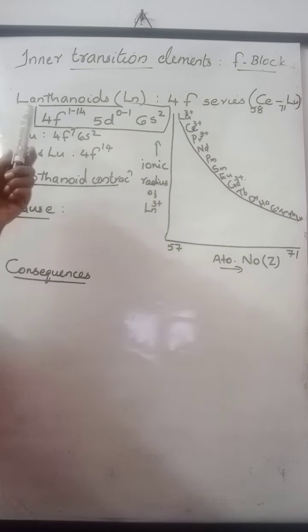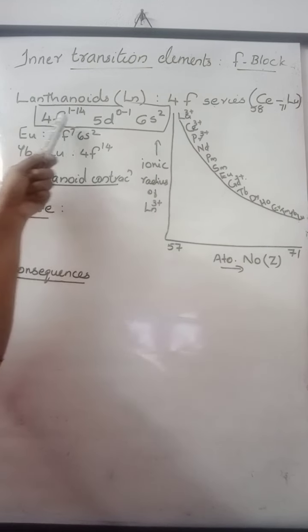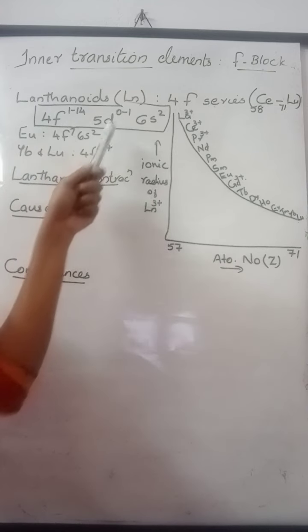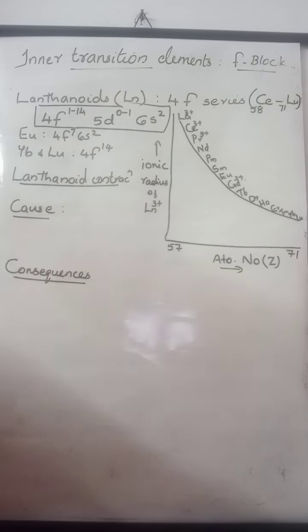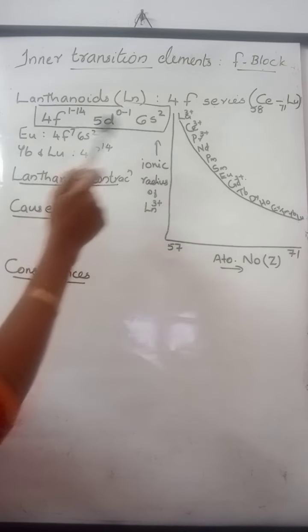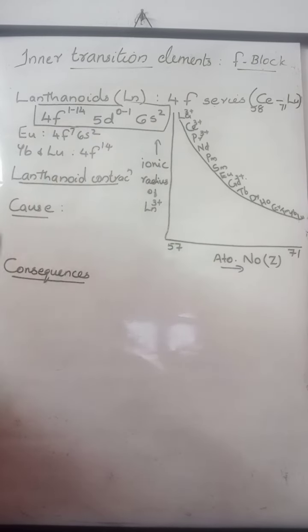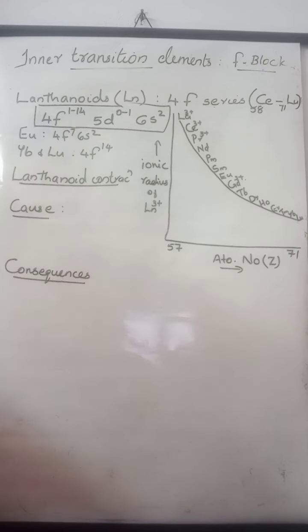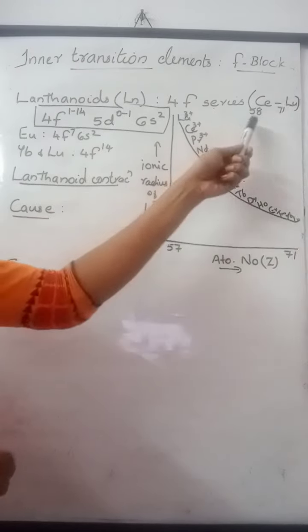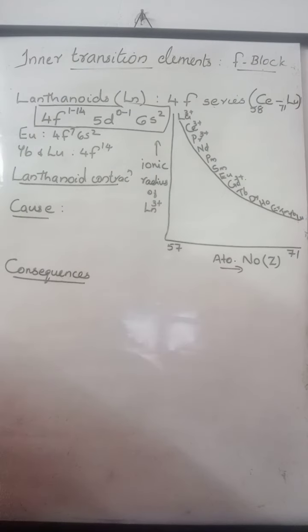The general electronic configuration of lanthanoids is 4f1 to 14, 5d0 to 1, 6s2. 6s2 is common, and 5d has 0 or 1 electron. The 4f orbitals are being filled with electrons, that is 4f1 for cerium and 4f14 for lutetium.